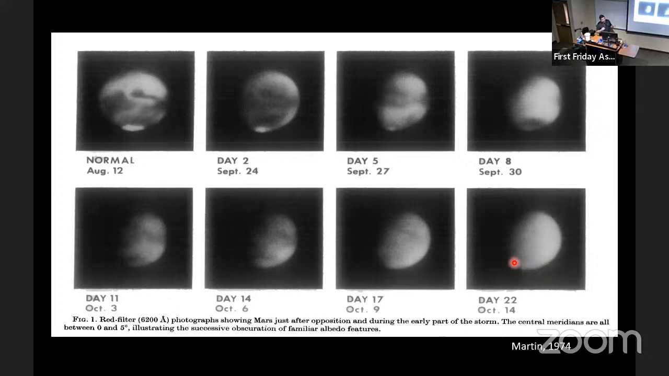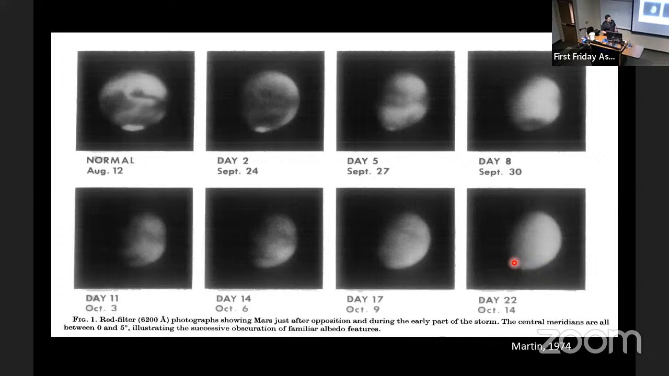Instead, they arrived, got in orbit, took an image, and couldn't see anything because it was all completely obscured. And because of the resources they had back then, they had to put the spacecraft into sleep mode for like half a year or so and wait till the storm went away before they could actually start their mission.